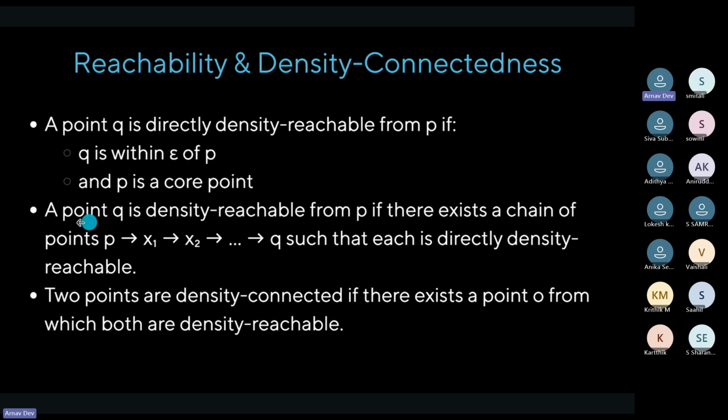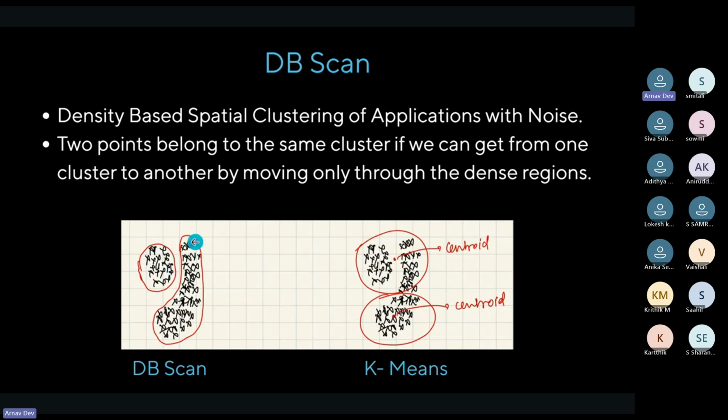You can also say that a point Q is density reachable from P if there exists a chain of points, like P to X1 to X2 to Q, such that each is directly density reachable. Suppose there was a point Q here and a point P is here. You can move from P to Q using different points, like P to X1 to X2 to X3, such that you go to Q. So Q is also density reachable from P. This is how you define density reachable.